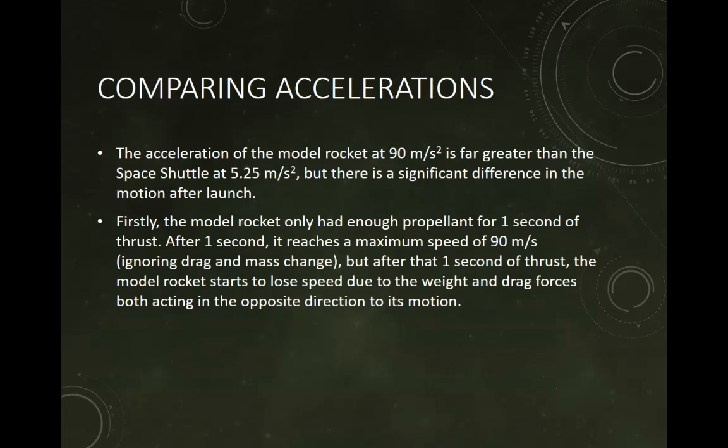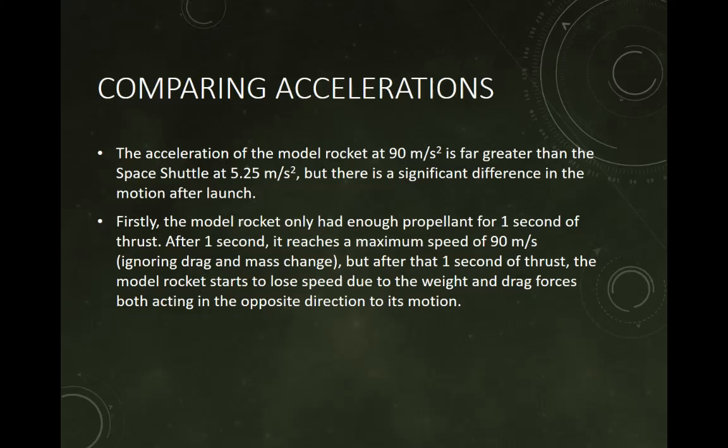The acceleration of the model rocket was 90 meters per second squared. Think about how light it was. That's why we were able to get there. That's far greater than the space shuttle at 5.25 meters per second squared. But there's a huge difference in the motion after launch.